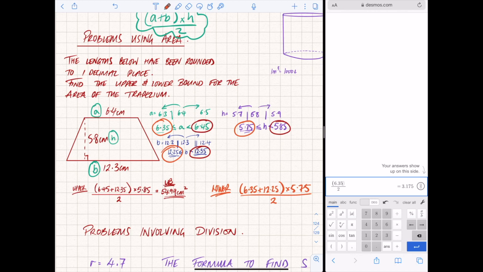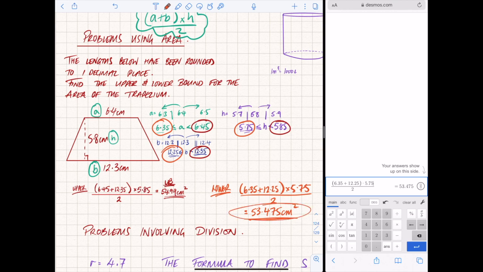So it becomes 6.35 plus 12.25 times by the height, which is 5.75, and that gives me 53.475, as you can see there, and that's centimetres squared. And again, think to yourself, does my answer make sense?